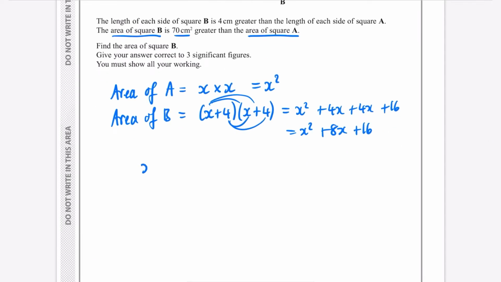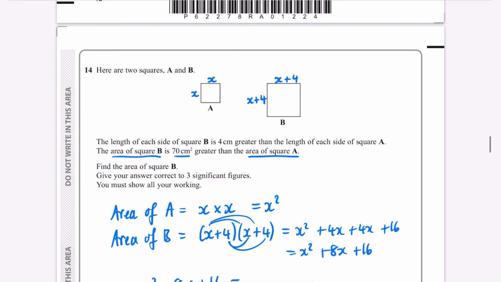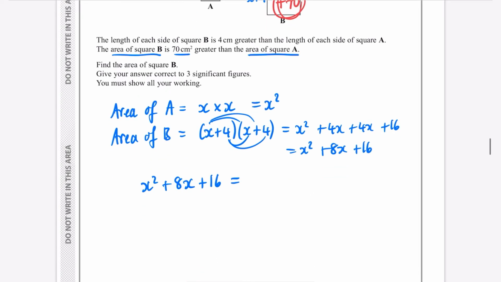So we know that the area of B, which is x squared plus 8x plus 16, is the same as the area of square A, but it's got an extra 70 as well. So the area of square A is x squared, but B is 70 bigger than the area of this one, okay? So what I'm going to do now is solve this equation. I can take away x squared from both sides, they cancel out, which leaves me with 8x plus 16 equals 70.